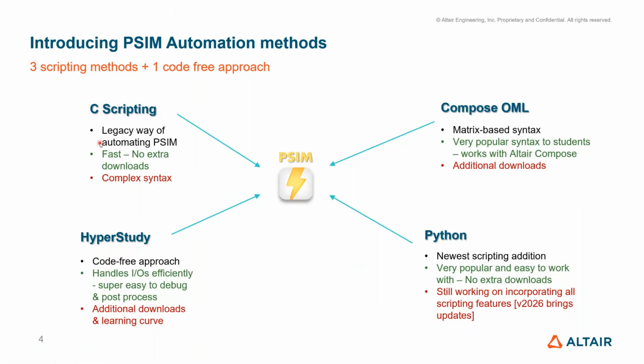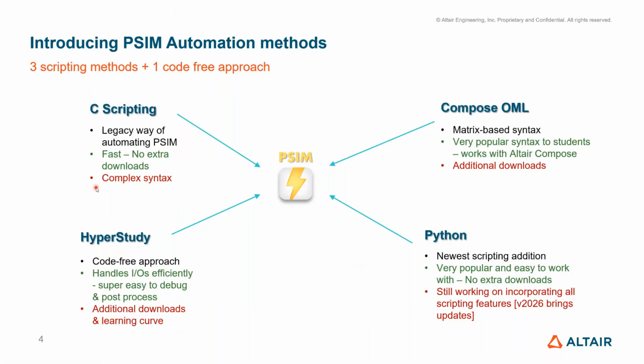The advantage of C scripting is that it's really fast, both in execution time, but also in the way that it works. You just open PSIM and there is a script tool, you can directly script there. There is no need to download any dependencies, and there is no communication with external tools or Python, which can bring latencies. So it's the fastest way, but it has a complex syntax. Of course, this is a matter of preference as well.